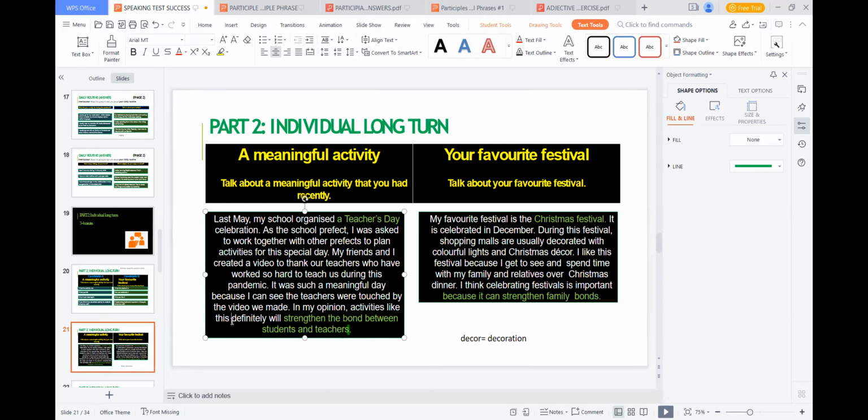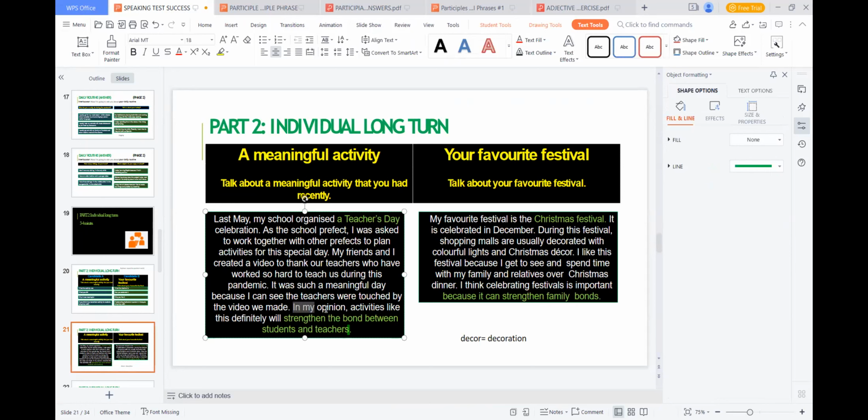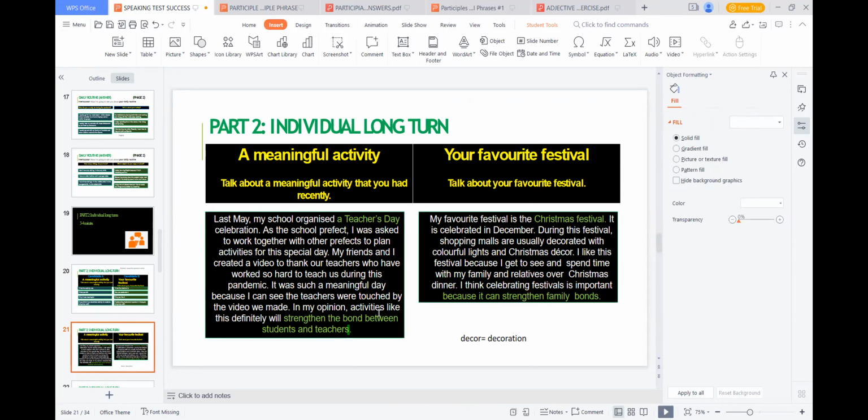This one, can you say again? Definitely, not definitely. You cannot pronounce it separately. It's not definitely, it's definitely. Say again. Definitely. Yes. Okay, if you are talking about opinion, right, you have to say, in my opinion. You need to include this linker, in my opinion. All right, understand? Now, let's move on to the second.